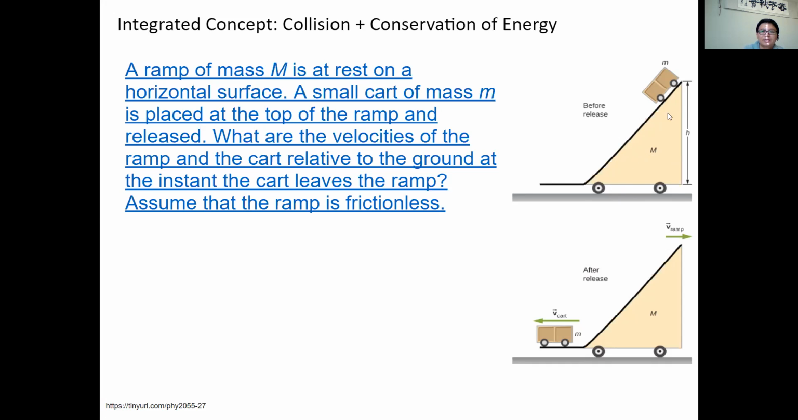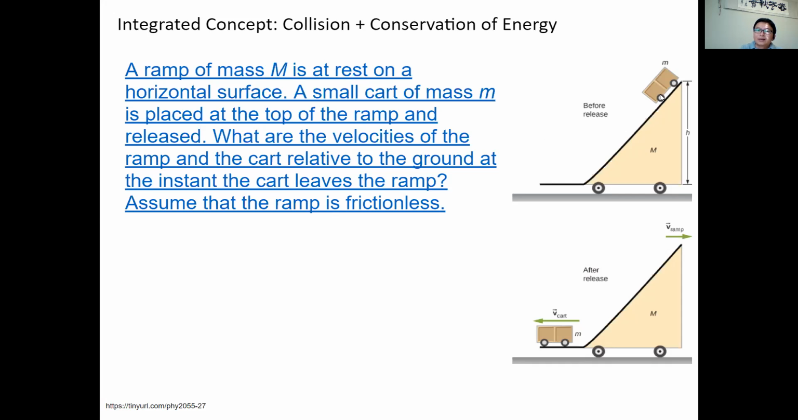If you examine the scenario, when the cart goes off the ramp, we are going to ignore the friction on the ramp and from the ground. So there are no external forces on the system of the ramp and the small cart, and you can apply conservation of momentum. This might not necessarily be a collision, but you can treat it the way you treat a collision.